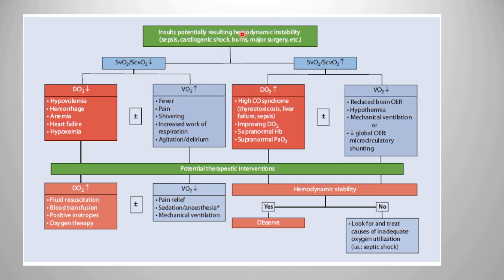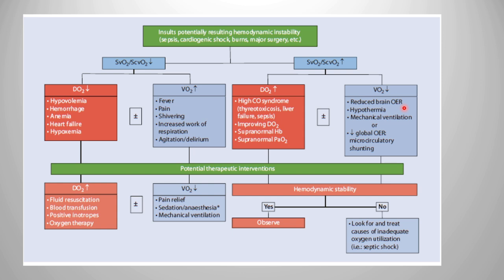And if, in the setting of hypoperfusion, ScvO2 is high, it may be that some abnormally high delivery of oxygen is there, in rare scenarios like thyrotoxicosis, or your oxygen extraction is extremely low. In cases of brain death, sometimes it can happen, hypothermia, mechanical ventilation, or microcirculatory shunting, mitochondrial dysfunction, where there is not adequate oxygen extraction capacity left.